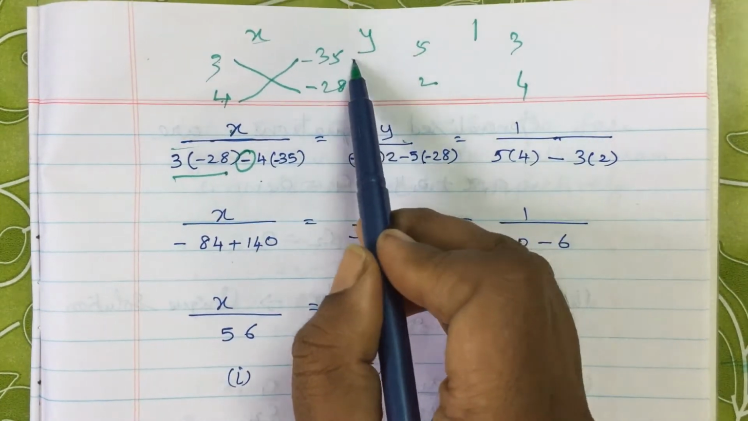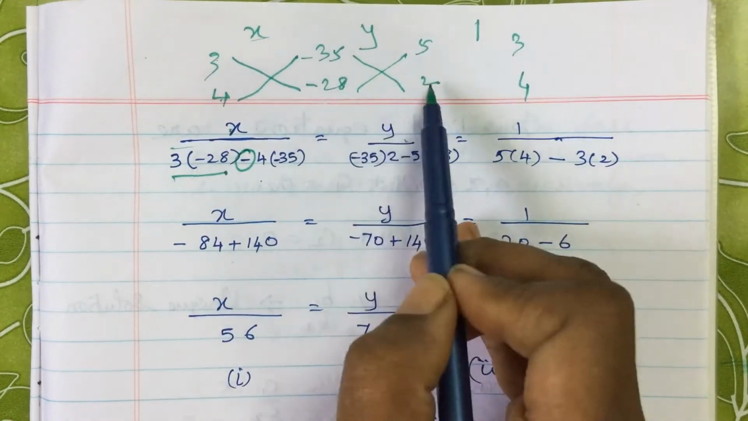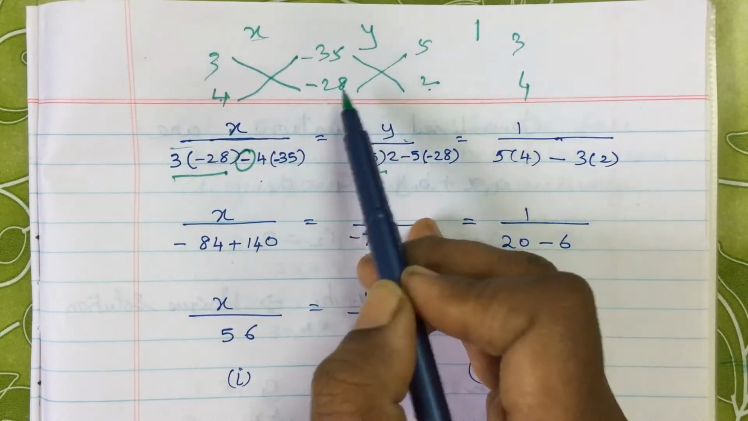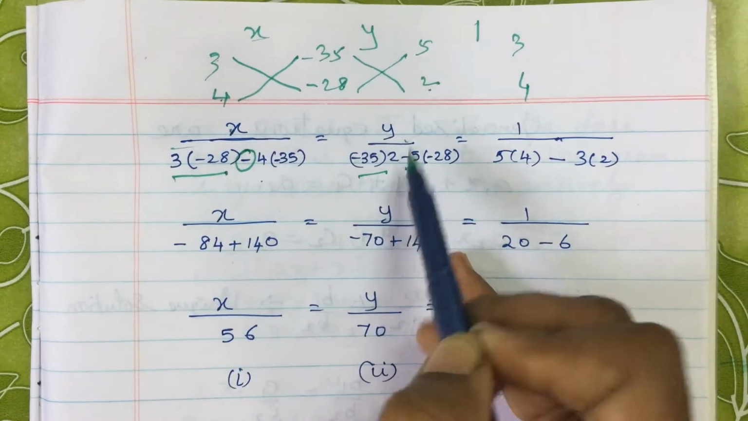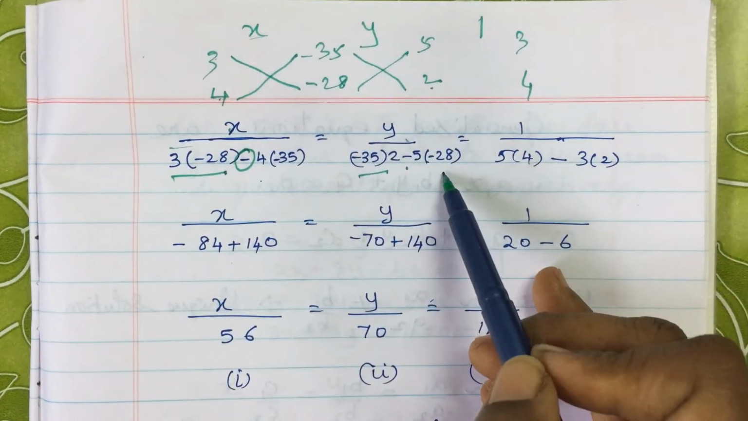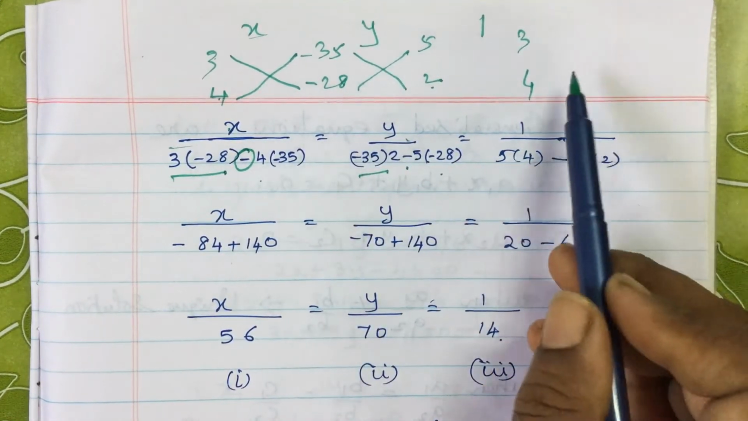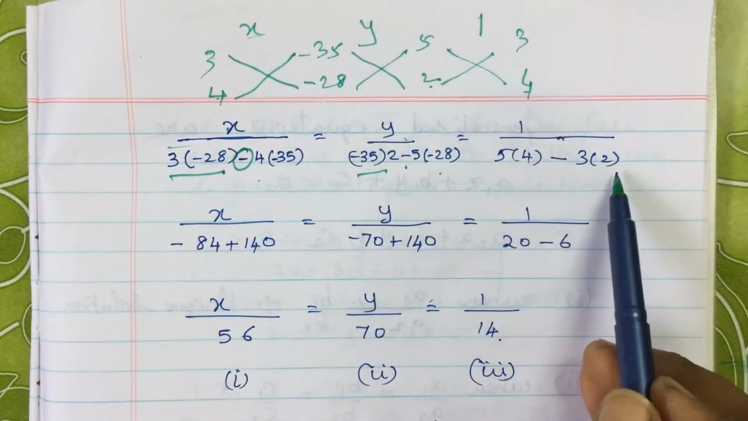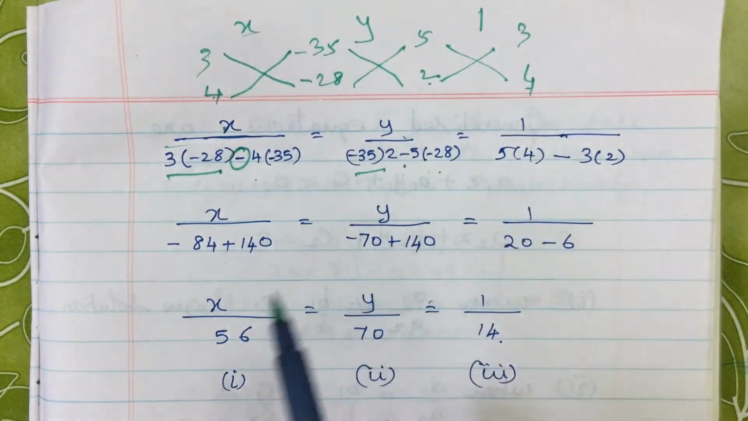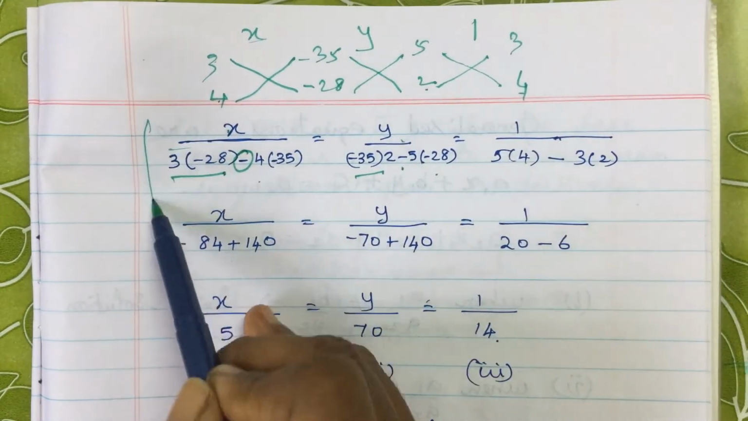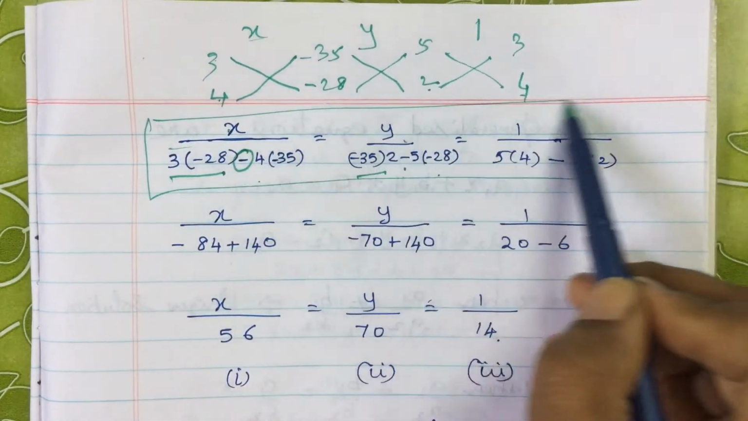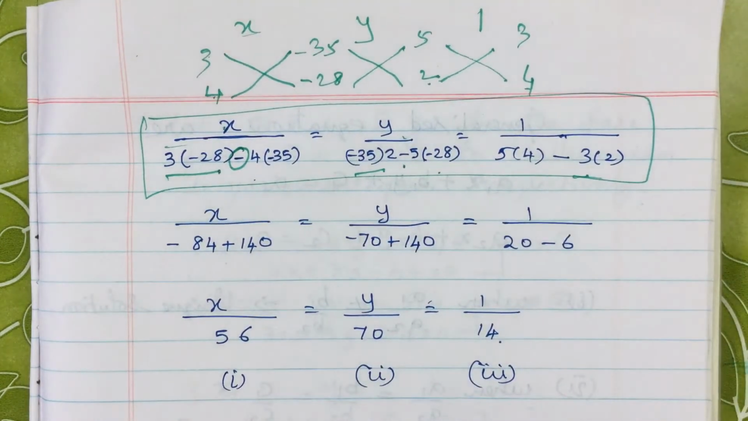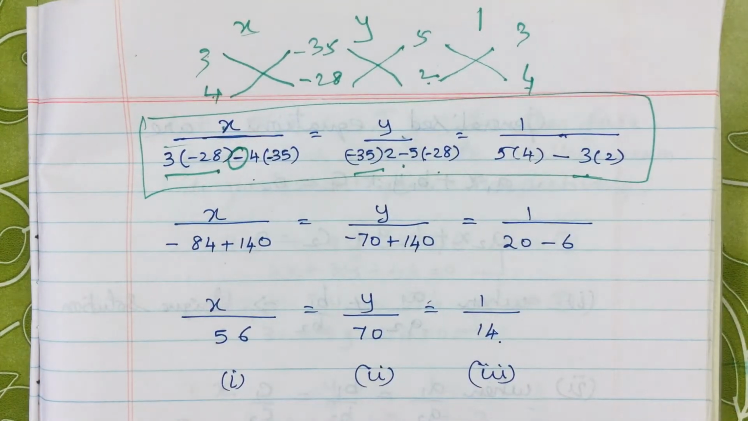Similar procedure you have to follow for these numbers also. So 2 into minus 35 and then you put a minus, then 5 into minus 28 equal to 1 divided by 5 into 4 minus 2 into 3. Okay. So this you should obtain, the entire thing you should obtain from the above values, right?